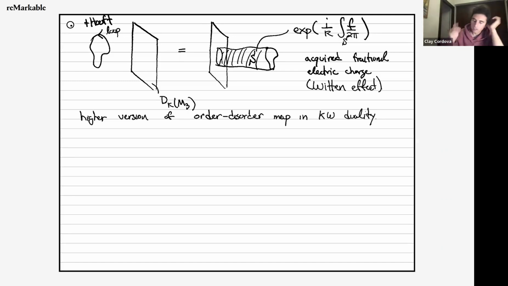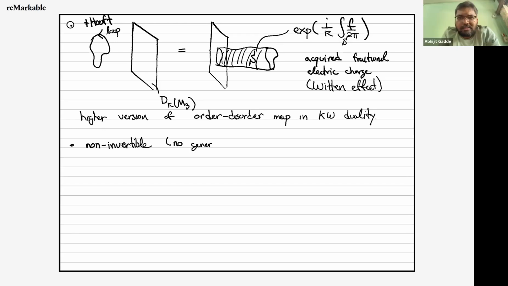Okay, so now let me say one other property, and then maybe I'll talk for a moment about selection rules. So this symmetry is non-invertible. What does that mean, that word that people use, non-invertible? It just means that it has no general inverse.